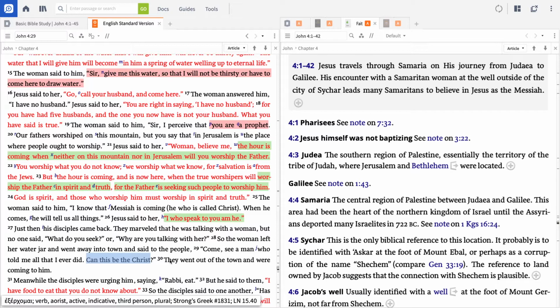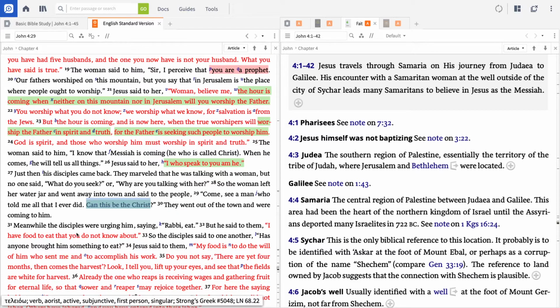They went out of the town and were coming to him. Meanwhile, the disciples were urging him, saying, "Rabbi, eat." But he said to them, "I have food to eat that you do not know about."